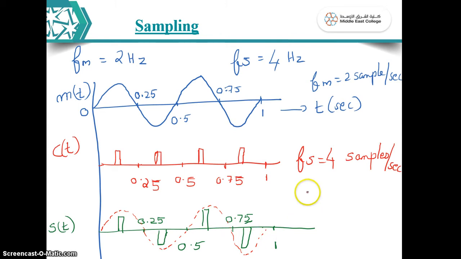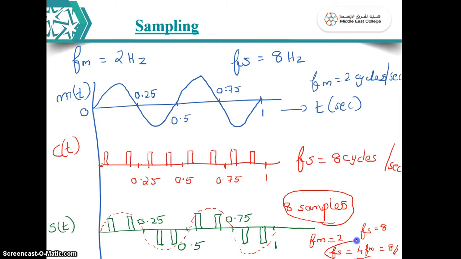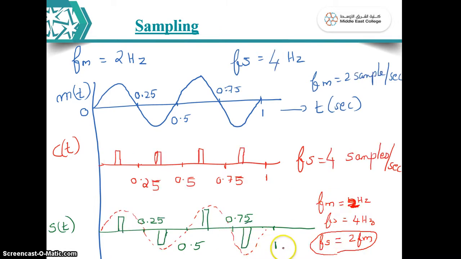How many samples? 4 samples. So here I have taken my Fs as 4 hertz and Fm as 2 hertz. So now Fs is greater than Fm. Here I have considered Fs equal to 2 times Fm, isn't it? Because Fs is 4, so it is 2 into 2, 4. In the previous slide I had considered Fs as 4 times Fm. Here you have seen you will be able to reconstruct. Here also you have seen you will be able to reconstruct.